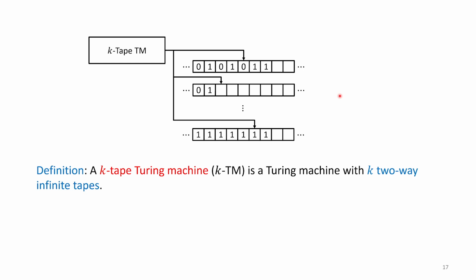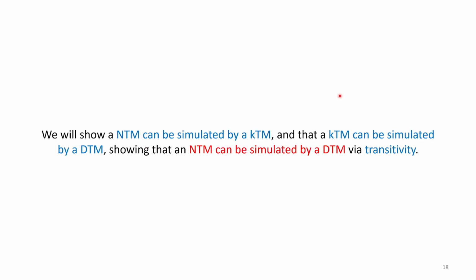So our goal, as I mentioned, is that this K-tape Turing machine is going to be an intermediate between the two. We're going to start with a non-deterministic Turing machine, and we're going to show that it can be simulated by a Turing machine that has K tapes. And then I'll complete the proof by showing how a K-tape Turing machine can be simulated by a standard default model one-tape Turing machine.